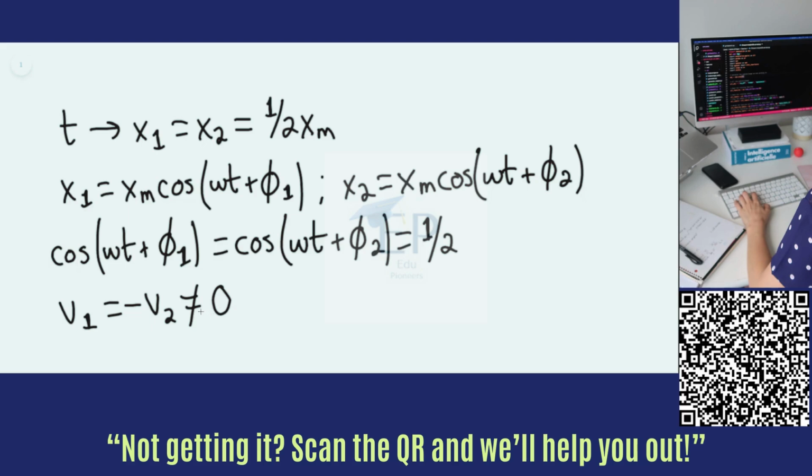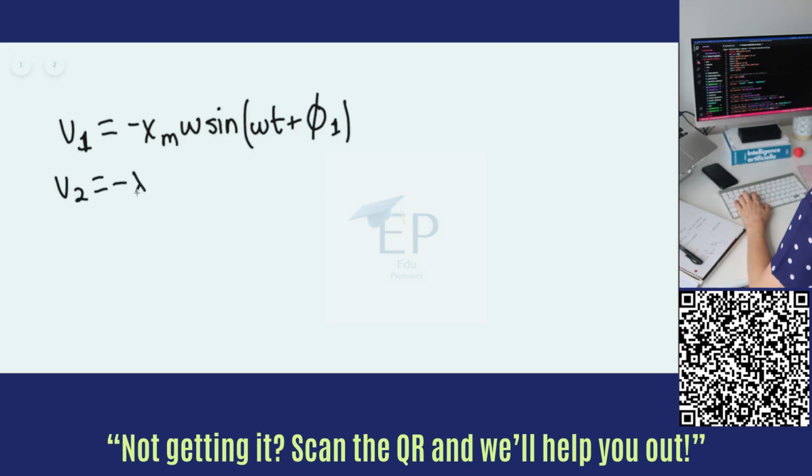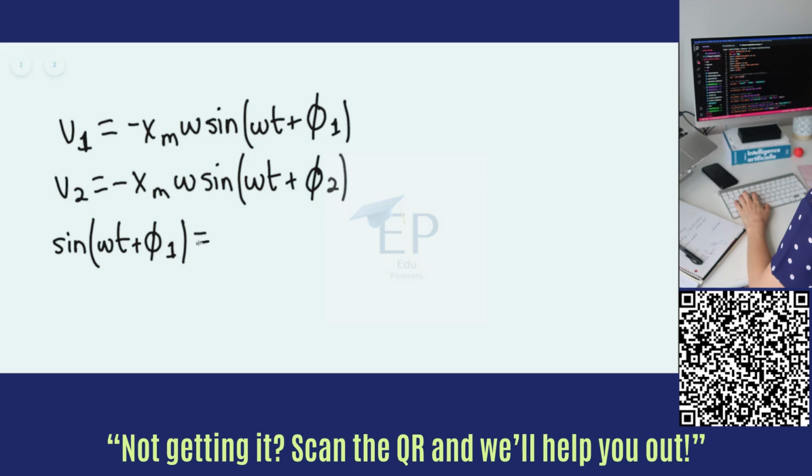So essentially, we can say that, let's get a new workbook. V sub 1 is going to be equal to negative x sub m, the maximum displacement, times omega times sine of omega t plus phi sub 1. V sub 2 would be equal to negative x sub m times omega times sine of omega t plus phi sub 2. Now, this leads to sine of omega t plus phi sub 1 equaling negative sine of omega t plus phi sub 2.